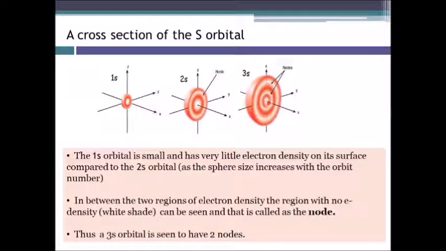That is, in between the 1s and the 2s orbitals, there is some space which shows no electron present or no probability of finding an electron. And again, between 2s and 3s, there is an empty region where there is no probability of finding an electron. These regions are called nodes. The 1s orbital is small and has very little electron density on its surface compared to the 2s orbital. As the sphere size increases with the orbit number, and in between the two regions there is no probability of finding an electron, it's called a node. So, a 3s orbital will have two nodes, as you can see here. These white regions, you can see there are two regions over here in the cross section. This middle one is the nucleus.